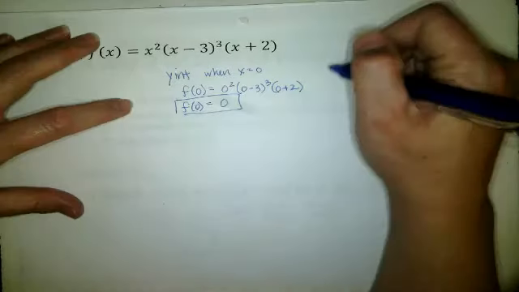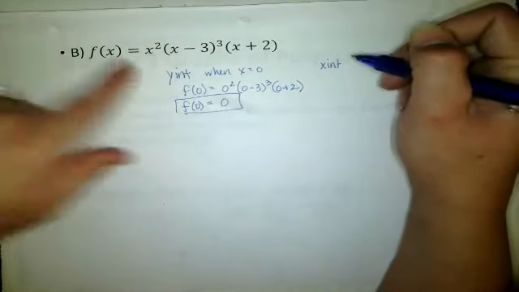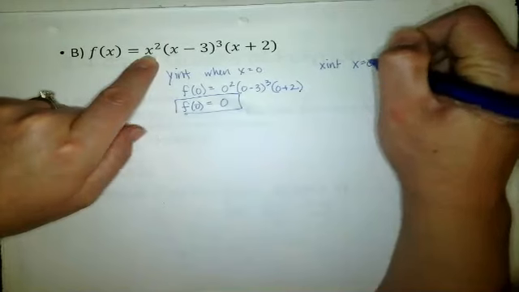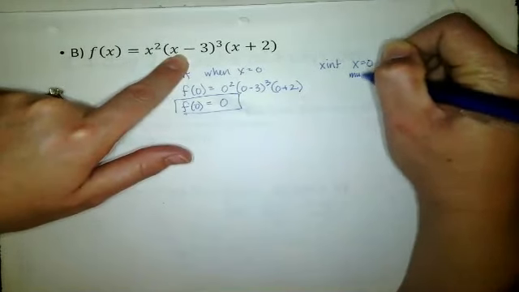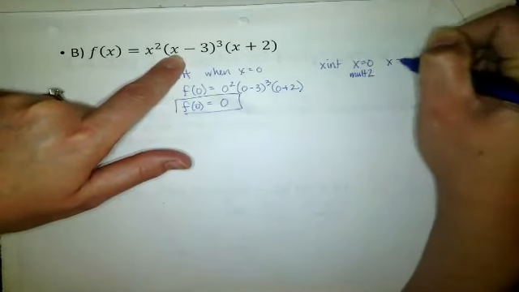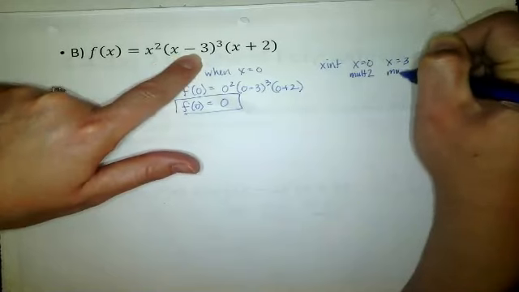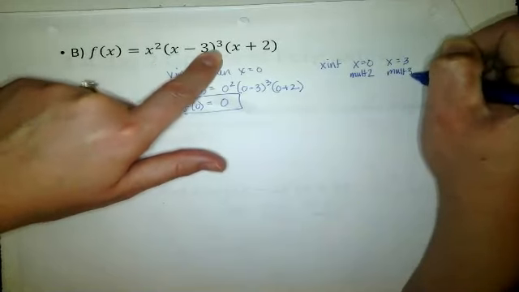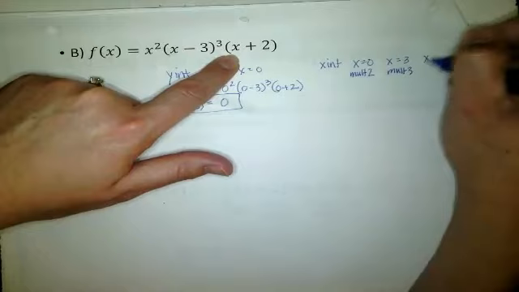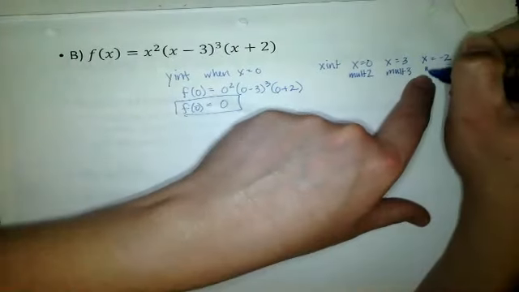We have a few x-intercepts. We have x equals 0 with a multiplicity of 2. We have x equals 3 with a multiplicity of 3. That's a slide. And then we have x equals negative 2, and that has a multiplicity of 1.